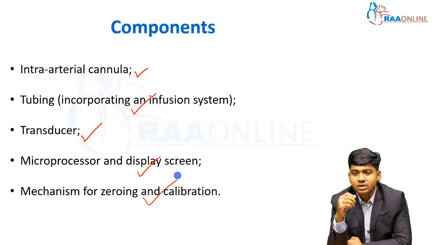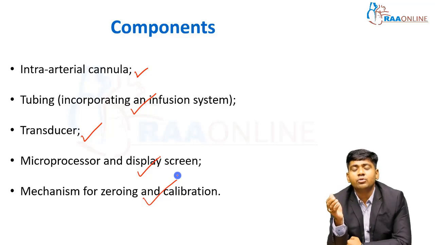Problems occur when we do different positioning in the OT or ICU. Suppose we have kept the transducer at the heart level, and suddenly there is a head up position or head down position, Trendelenburg position or reverse Trendelenburg position in the OT. The blood pressure will vary, and we have to readjust the transducer.